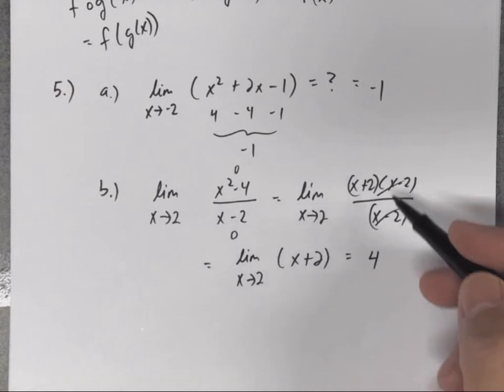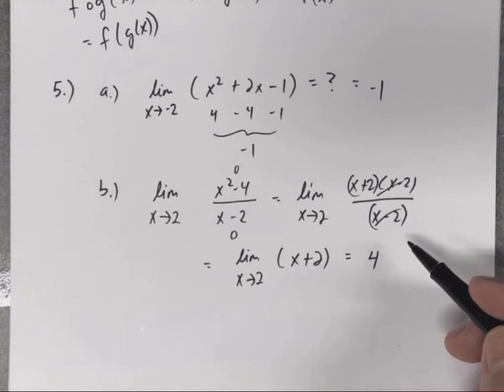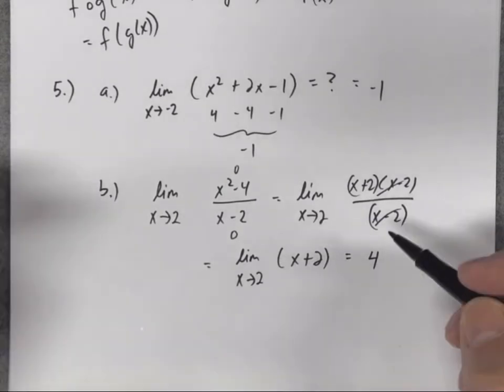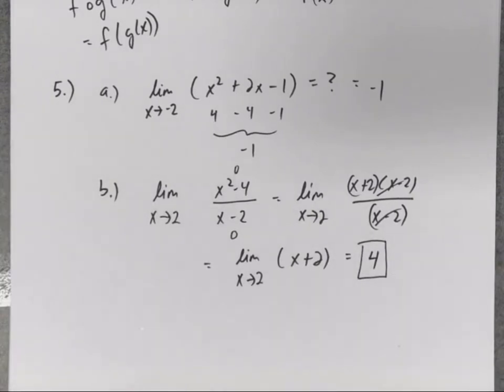So by factoring and canceling, I sort of eliminated the problem of having 0 over 0 when I plug in the number for x. So actually the limit of this one is 4.